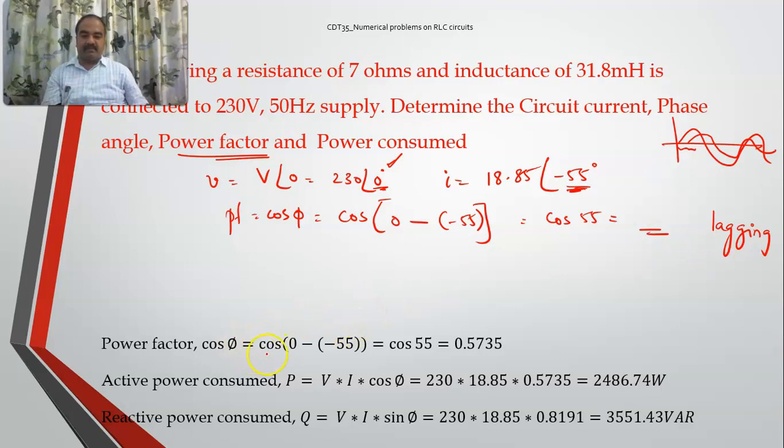So what is the power factor? Cos of 0 minus of minus 55, cos 55, it is 0.5735, and should be written as lagging.